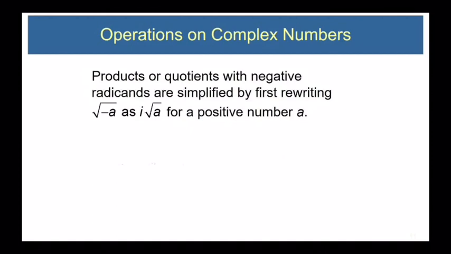Now we're about to get into adding, subtracting, multiplying, and dividing. So let's talk about products and quotients first. Products or quotients with negative radicands are simplified by first writing the square root of a negative number as i times the square root of the positive number. And then we can apply our radical rules. But you have to simplify the negative out from under the radical first before you can use any of your other radical rules.